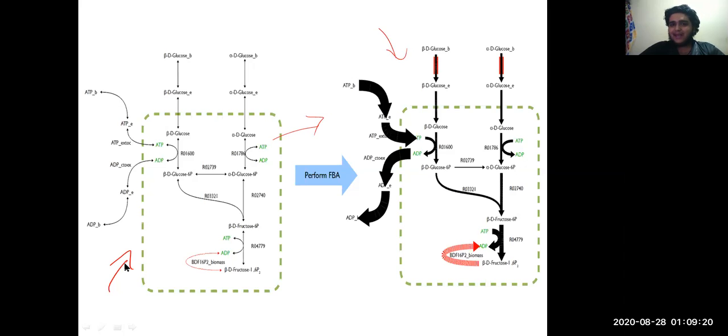The thickness of the arrow is varying across different steps, right? So these arrows are thin, these are thick. Now thickness is basically indicating flux. So if I have a thick arrow, then I can say that the flux is very high. So I can say that a lot of ATP is getting hydrolyzed here, but very few ATPs are actually contributing to phosphorylation of glucose, right?